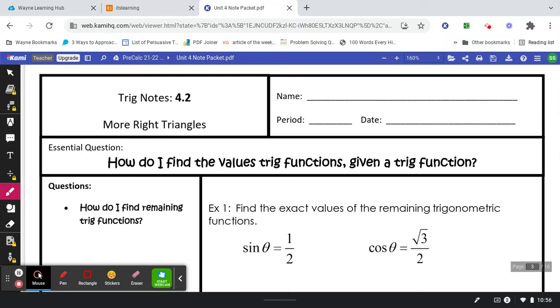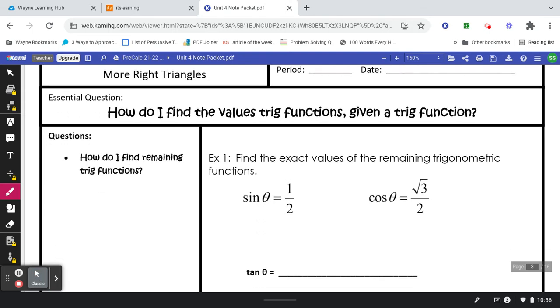These are the 4.2 notes for trigonometry. We're going to talk more today about right triangles. So remember, you have SOHCAHTOA, which means that sine is equal to O over H, cosine is equal to A over H, and tangent is equal to O over A.